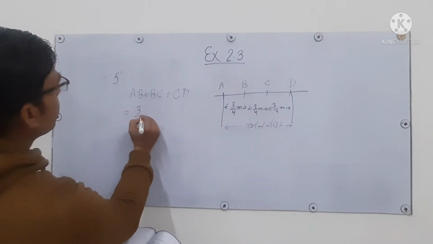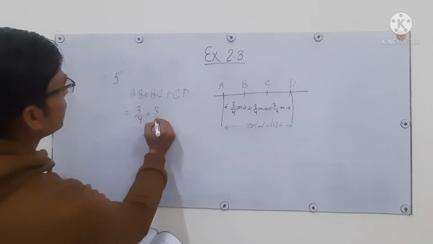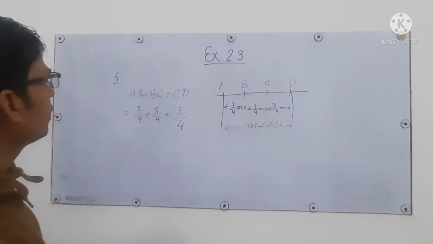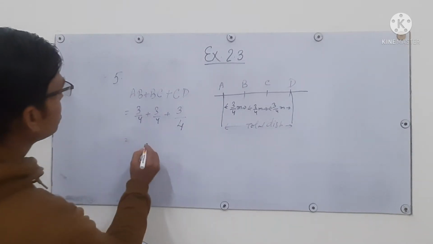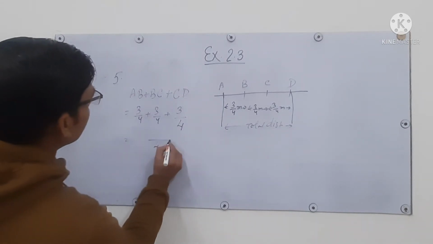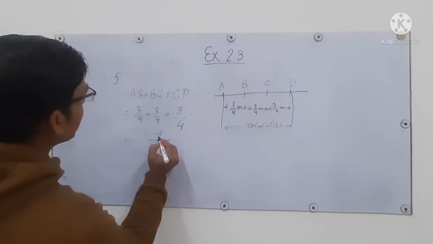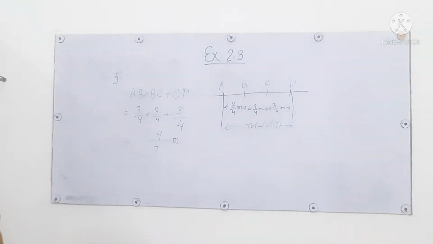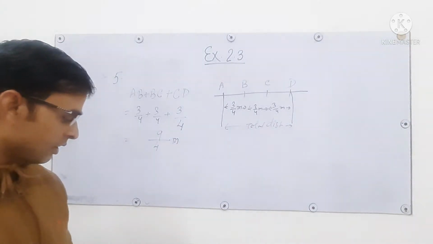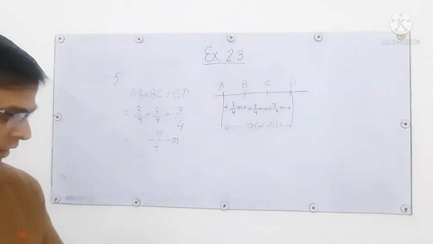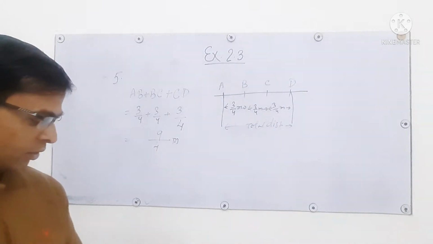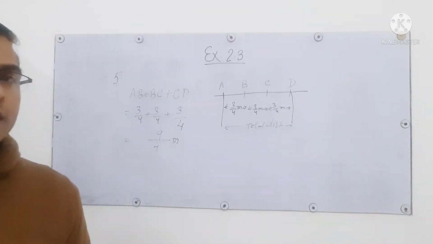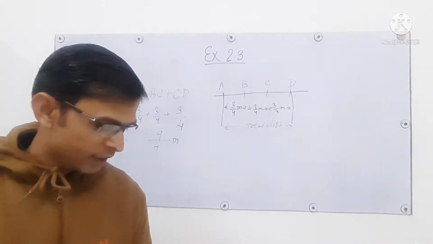What is AB? 3/4. What is BC? 3/4. What is CD? It will be also 3/4. So what will be the solution? It will be 9/4 meter. Okay, so you can see from here how easy these questions are. So please just note it here, and we will now solve question number 6. Okay, so question number 6 you can see also now in your screen.